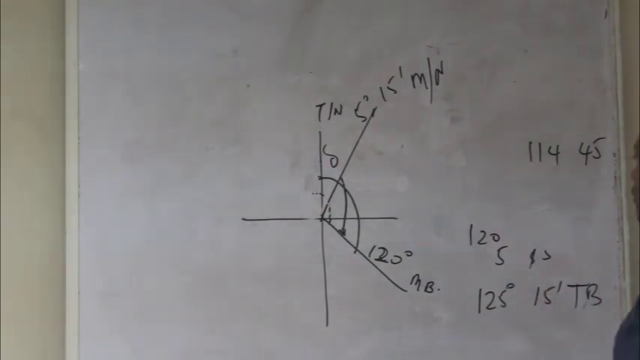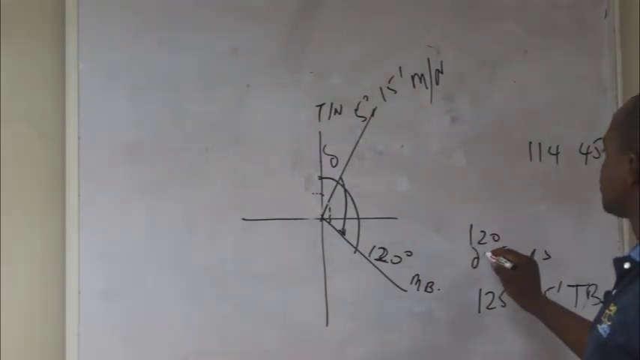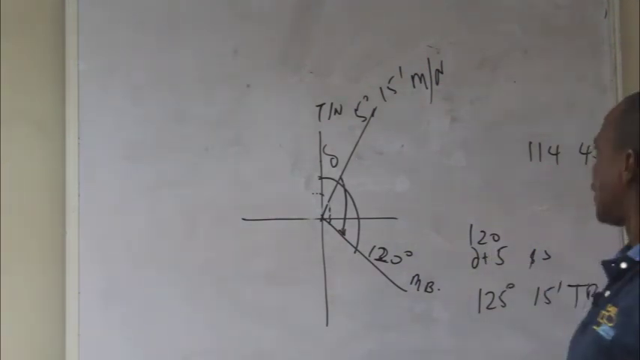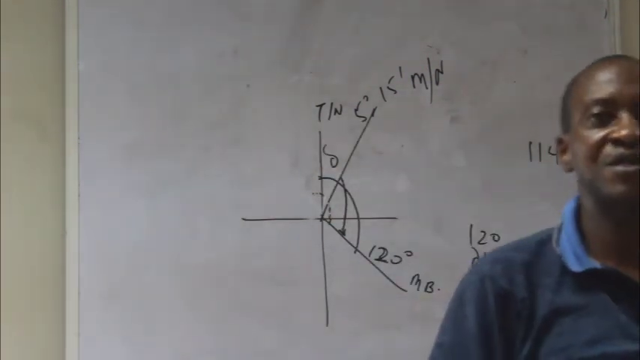Because here we are adding the declination to be positive, and declination west is negative.